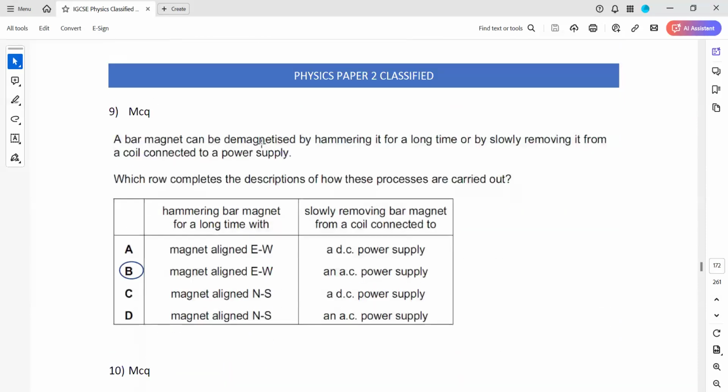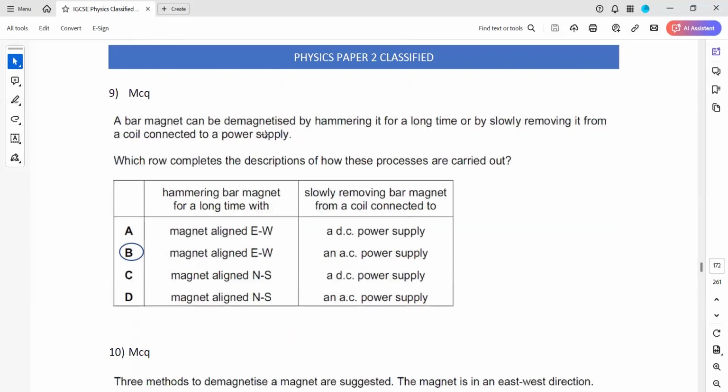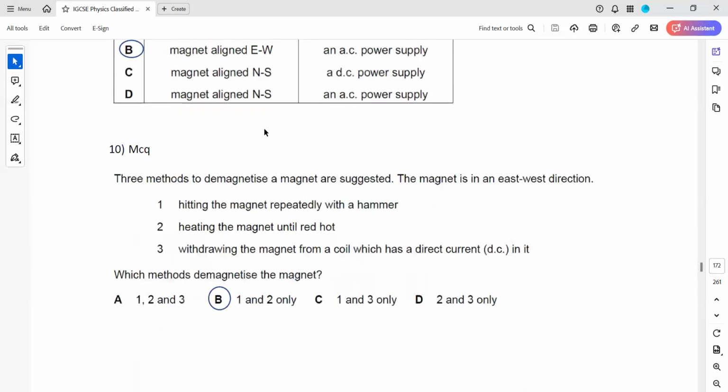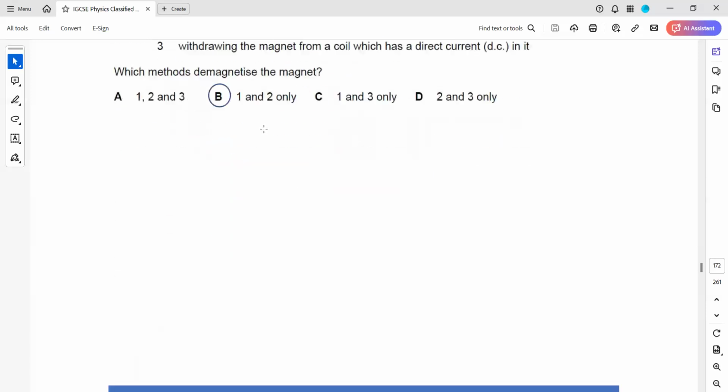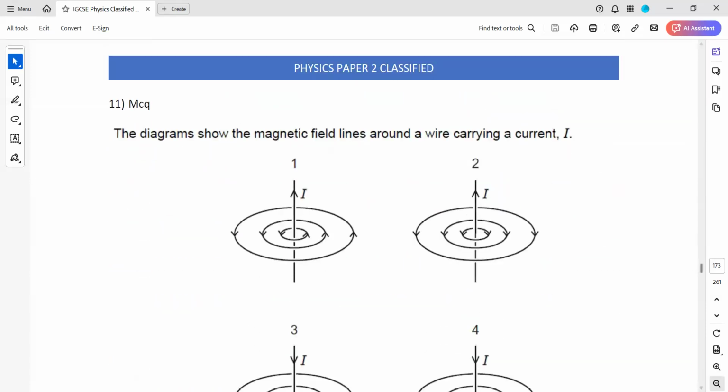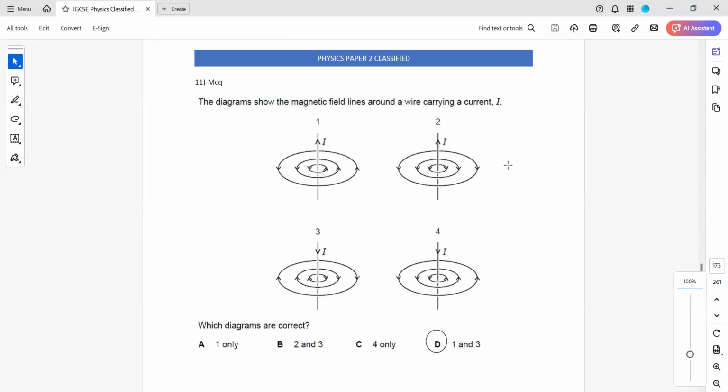In question 9, again, it's related to demagnetization. It's removed. And question 10 is also about demagnetization. In question 11, the diagram shows magnetic field lines around a wire which is carrying the current. So when the wires are carrying the current, we use the right-hand grip rule. The right-hand grip rule is used to find the direction of a magnetic field.